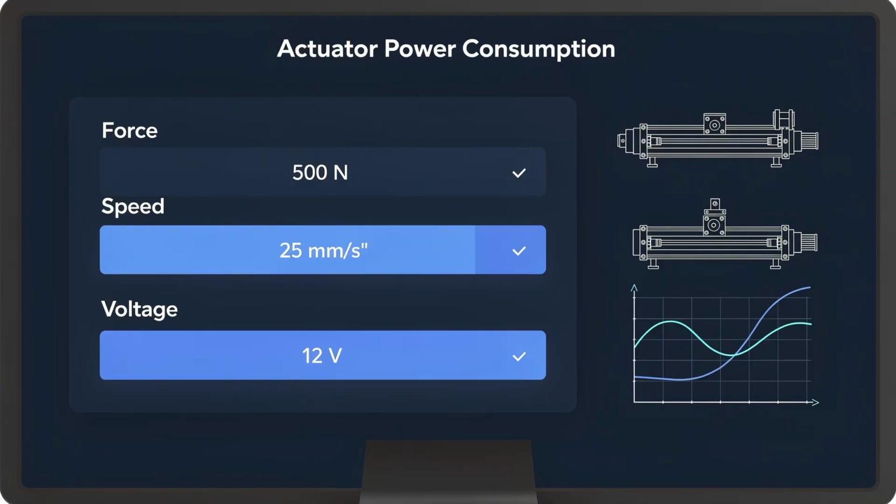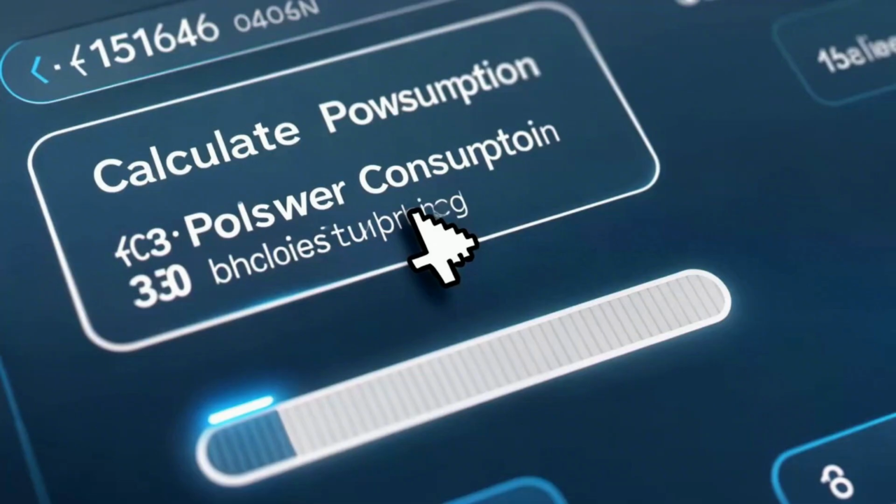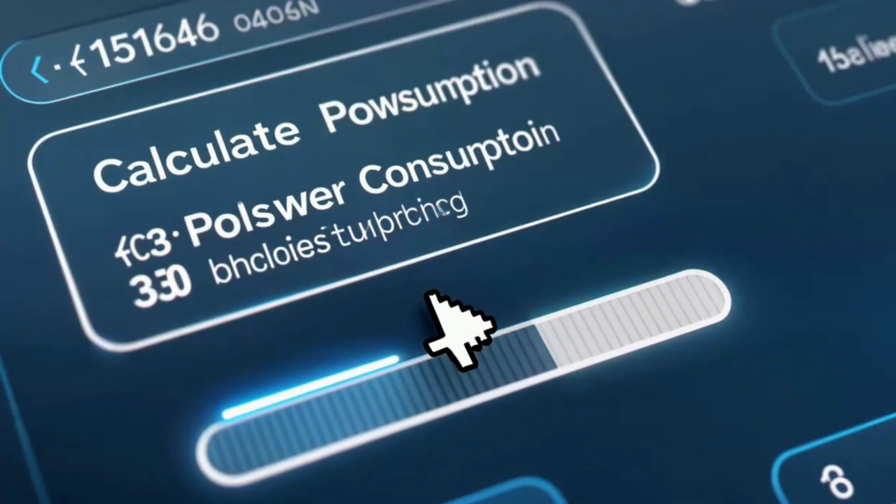For our example, I'll enter a force of 500 newtons, a speed of 25 millimeters per second, and a supply voltage of 12 volts. After clicking Calculate Power Consumption, the calculator determines your actuator's power requirements.